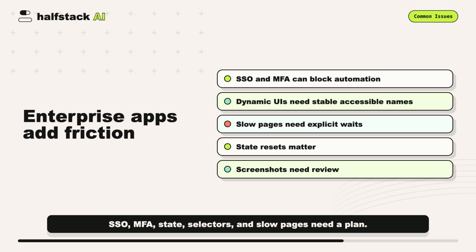Browser sessions can leak state between runs, so reset storage and test data. Screenshots can be misleading if the page is still loading. And most importantly, do not treat the agent output as the source of truth. It is a QA assistant. It can speed up exploration, but stable release gates still need deterministic tests, clean environments, and human judgment.